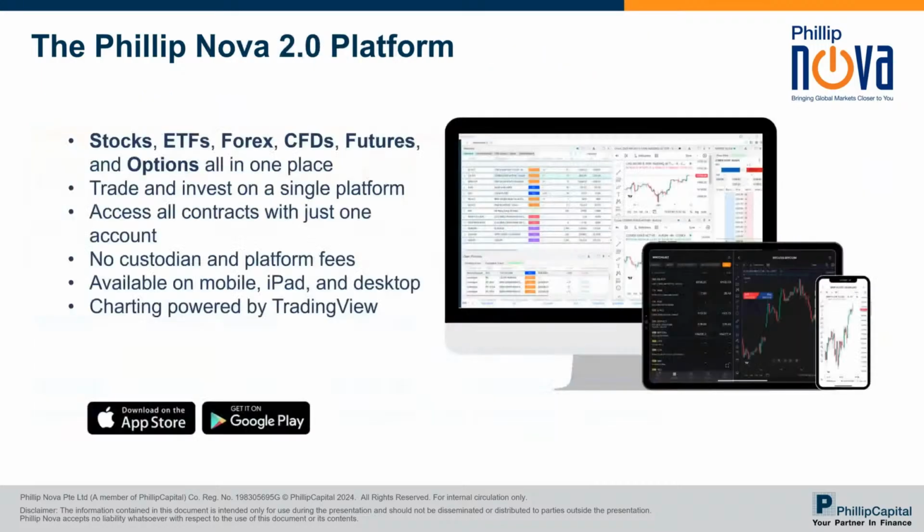Okay, so besides MT5, we also have another in-house platform, which the chart is powered by TradingView, and this is the platform where you are able to trade stocks, ETF. So what I'm talking about is actually stocks and ETF, like you're investing in all this for long term. It's not like the CFD that I was talking about earlier. Okay, and within this same platform, you are able to trade all the asset classes that we have: FX, futures, CFDs, options, everything, all in one. And it is called the Phillip Nova 2.0 platform.